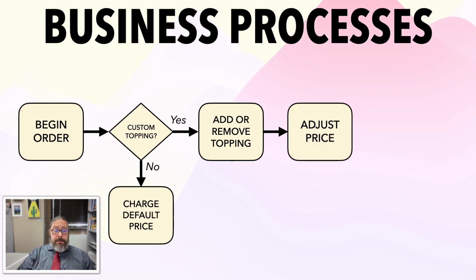Adding or removing topping then requires an adjustment of price. That is one step and then another without choice. And so that is referred to as sequence, moving from one step to another step.